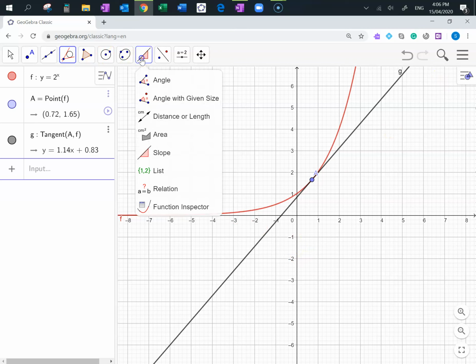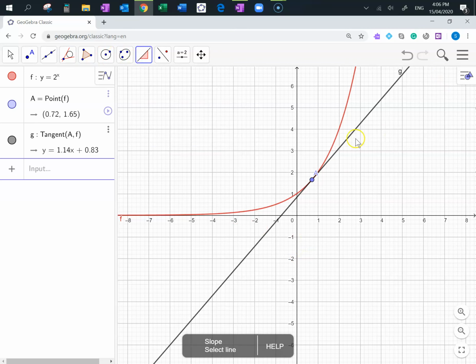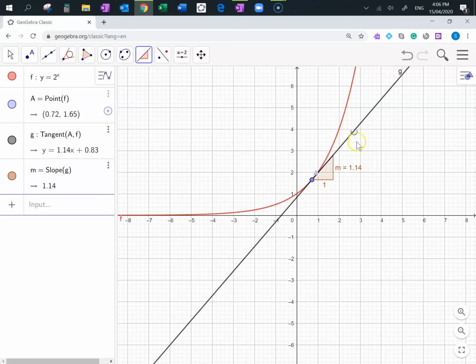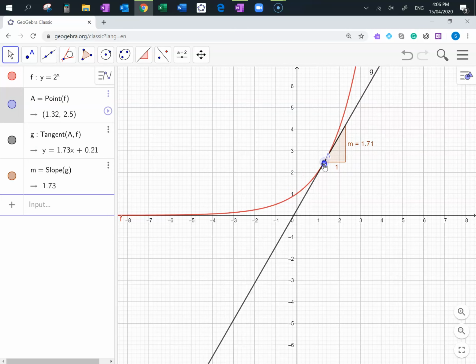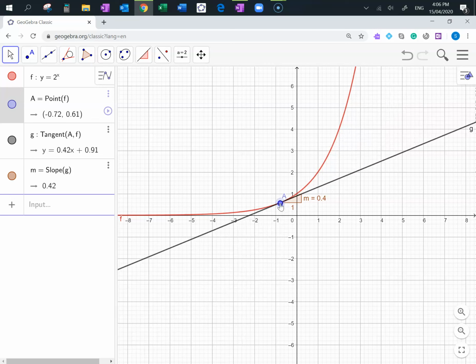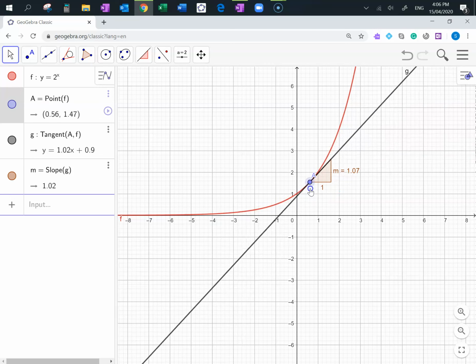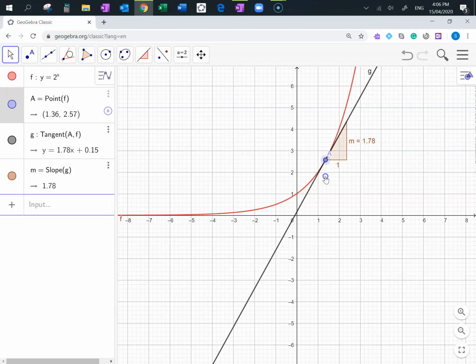Now that tangent has a slope, and I can get the package to tell me what the slope is. And as I move the point A up and down the curve, you'll see the gradient of the tangent changes. That's what we'd expect, but we are able to see it changing as we move it along.